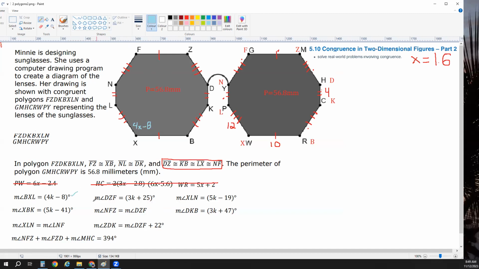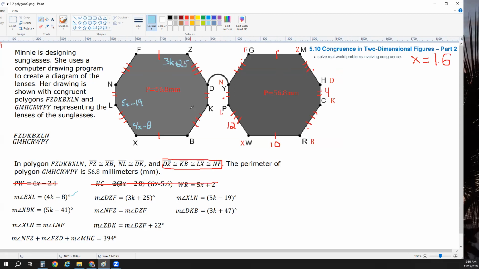Check. We got DZF. DZF is 3K plus 25. We got XLN. This guy is 5K minus 19. It's like we're using this side for angles. This side was going to be for measurements of the sides.